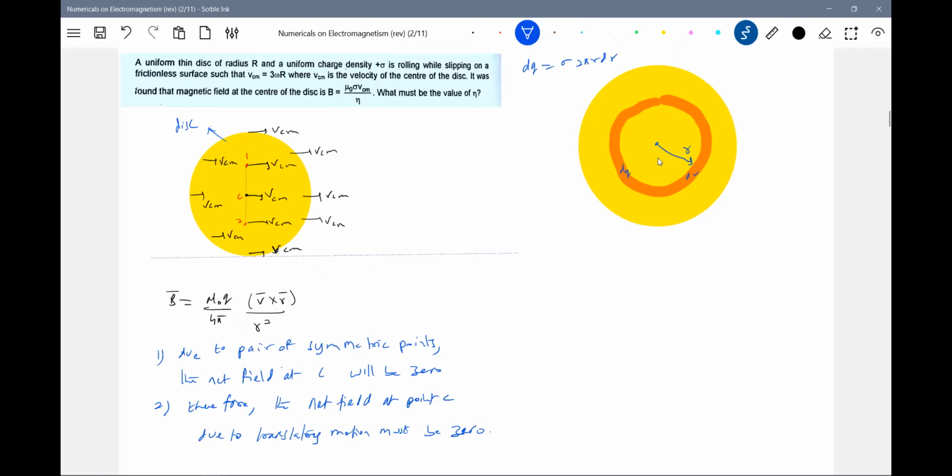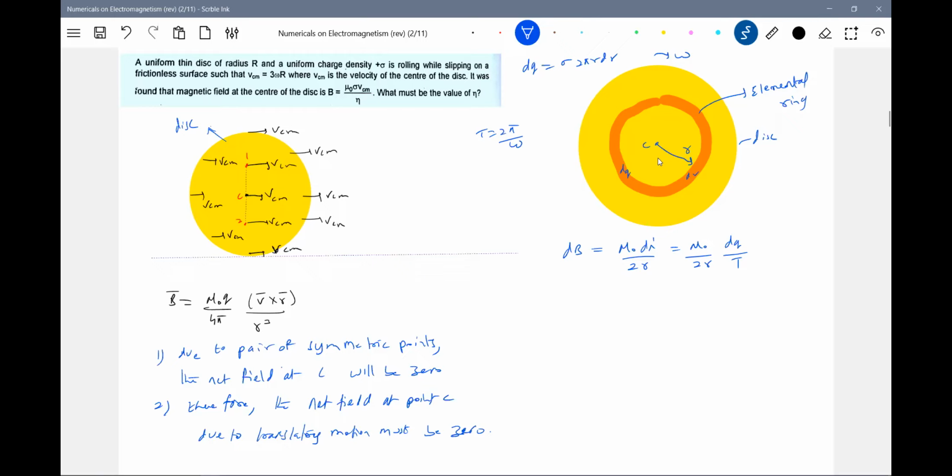It's like a rotating ring, no? So what is the magnetic field at this point due to the elemental ring? First we'll calculate the magnetic field at C, dB. That should be equal to mu naught di by 2r, only that much. Further, di should be equal to dq by T. We don't know T, the time period, but it will have angular velocity omega, so we write T equal to 2 pi by omega.